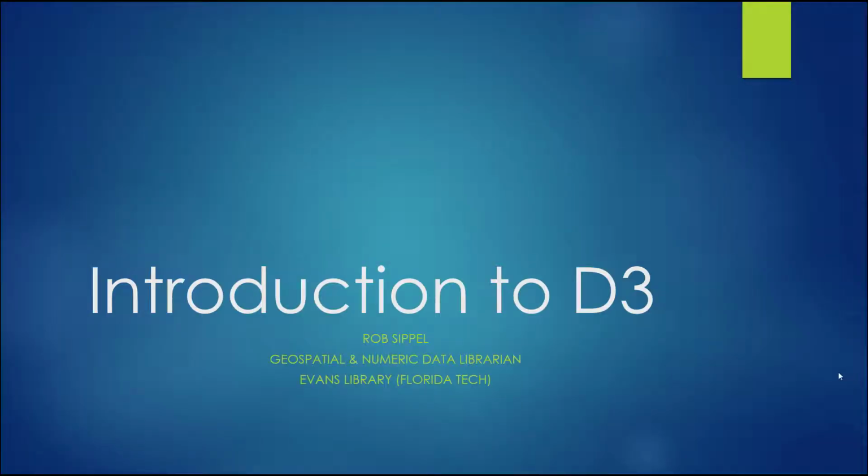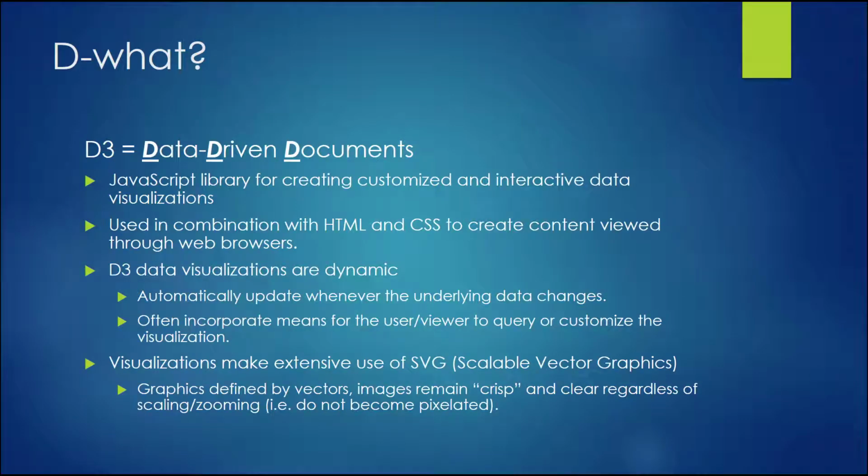I'm the Geospatial and Numeric Data Librarian at Florida Tech's Evans Library, and I'm here today to introduce you to a JavaScript library named D3. For starters, D3 stands for Data-Driven Documents, and it's a JavaScript library used to create customized and interactive data visualizations. It's used in combination with HTML and CSS to create content viewed through web browsers.